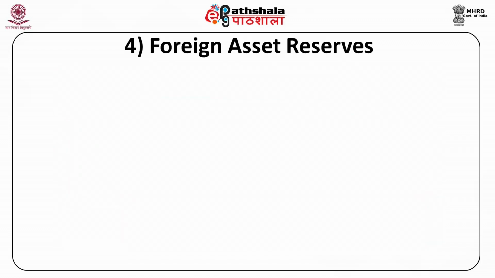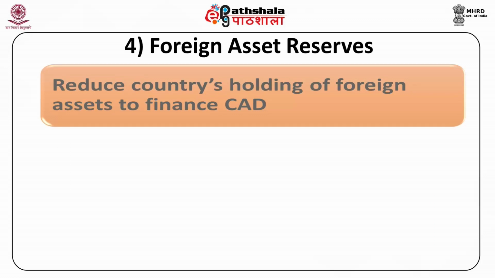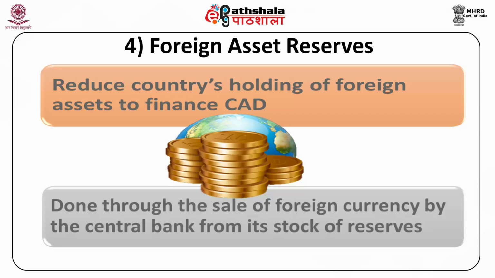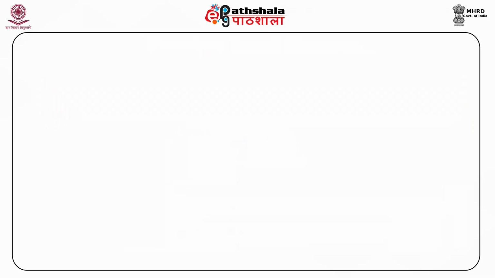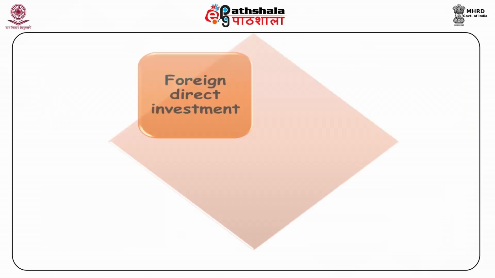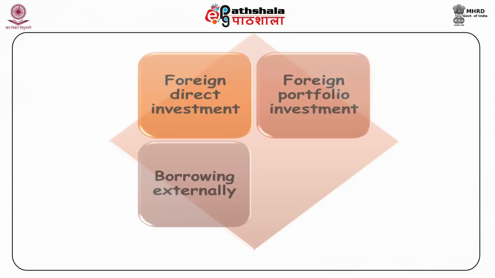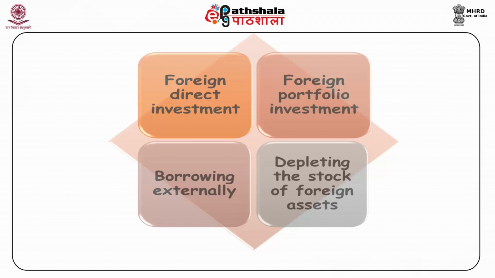Foreign asset reserves. The country may reduce its holding of foreign assets to finance current account deficit. This is usually through the sale of foreign currency by the central bank from its stock of reserves. The current account deficit may therefore be financed by foreign direct investment, foreign portfolio investment, borrowing externally, or depleting the stock of foreign assets.